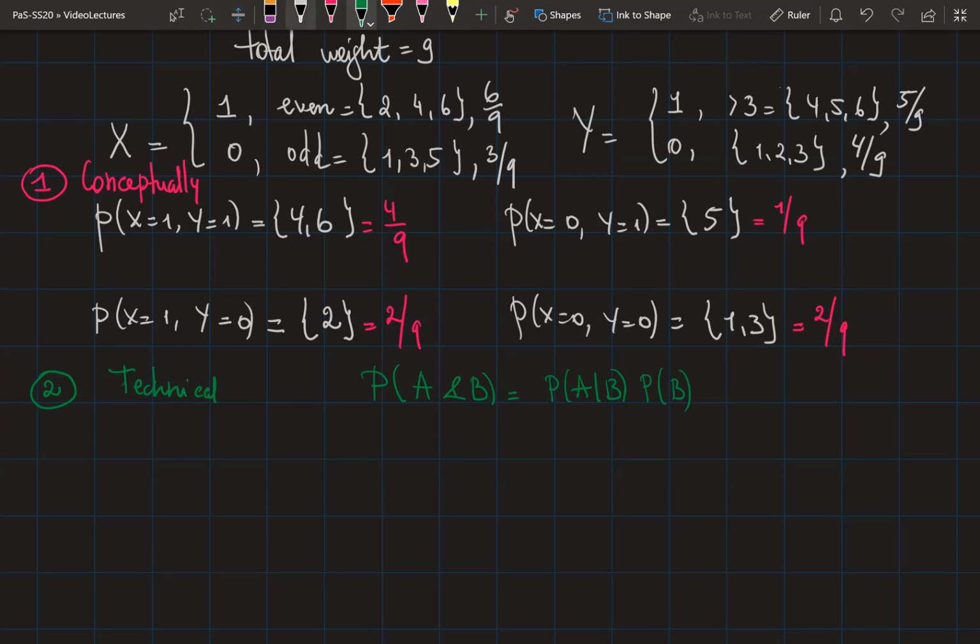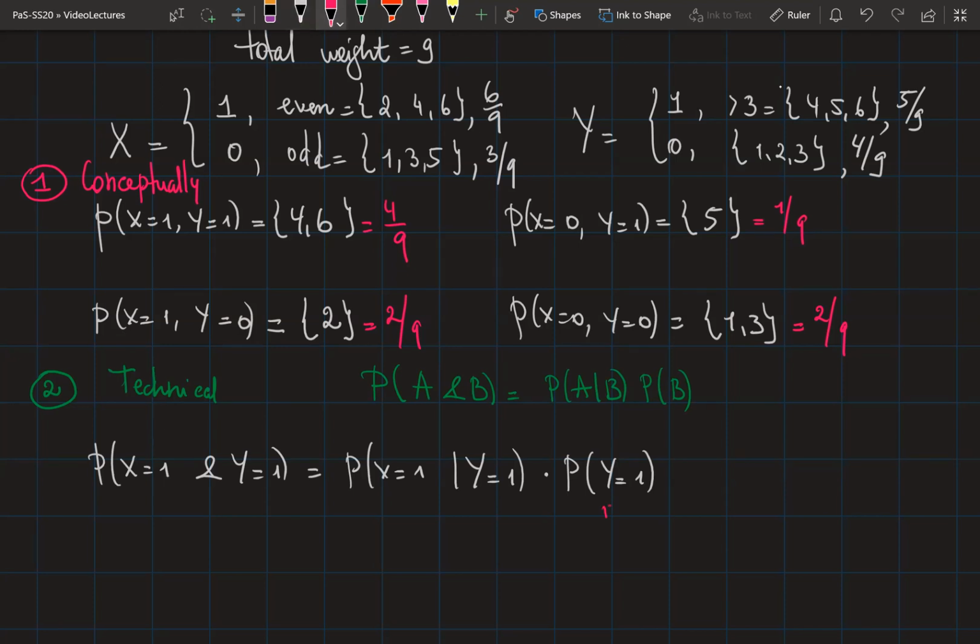So let's do this only for one. For the first case, for example, the probability of X equal to 1 and Y equal to 1 is going to be the probability of X equal to 1 given that Y is equal to 1, multiplied by the probability of Y equal to 1. Please note that the probability of Y equal to 1 is very easy. We just need to go to the description of Y. So Y is equal to 1.